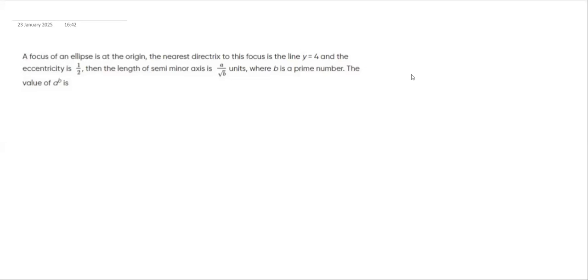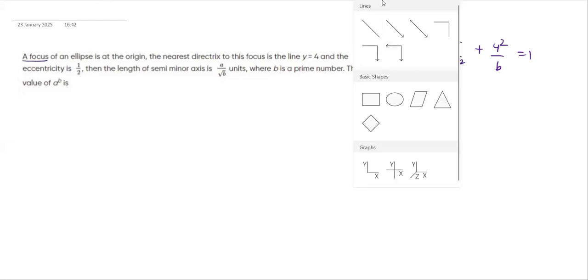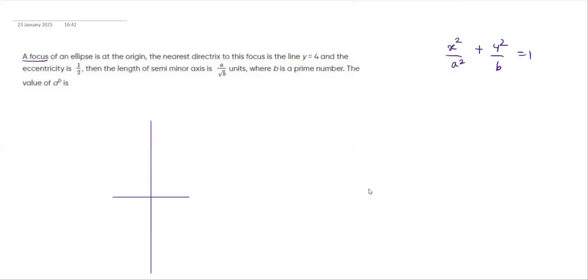In this question, you can see that it is an ellipse whose focus is at the origin. Whenever you have the ellipse x square by a square plus y square by b square is equal to 1, this ellipse has its center at the origin. But here it is given that the focus is at the origin. So let's try to draw this figure first and see what the figure is.